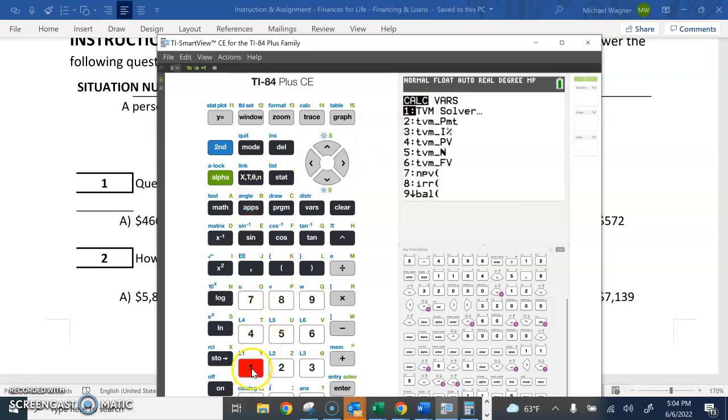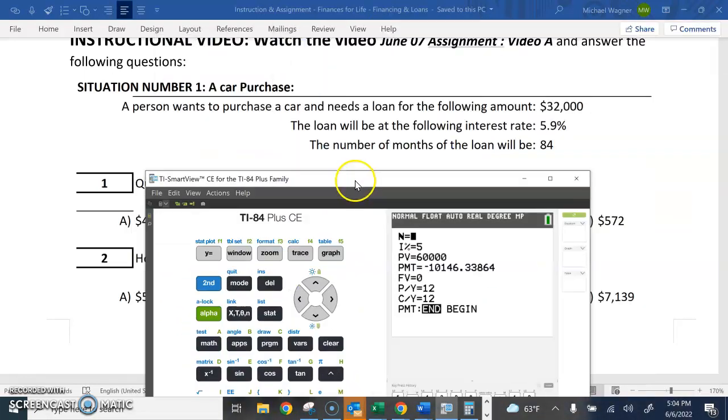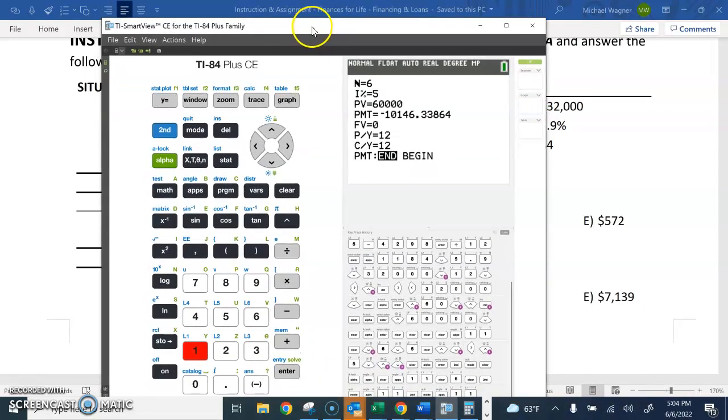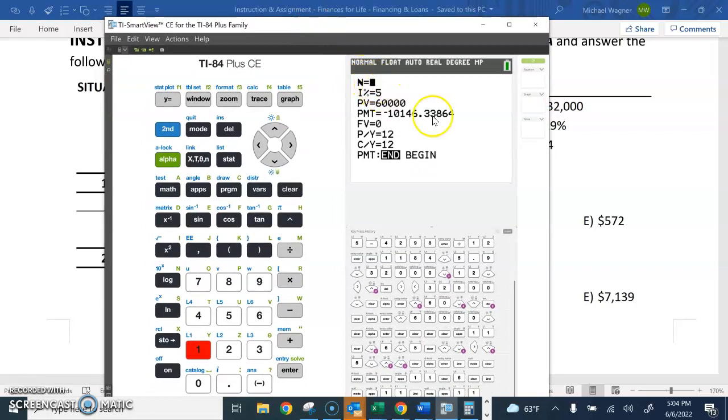So you click one, and then we're going to use a solver. So you click one again. So just basically apps, one, two times, and you come to this screen. Now, if you've ever used it before, there'll be numbers in there. So I've used it, so I can type over these numbers. So what were the numbers that I needed to get? It was for 84 months. So over what's blinking there for the number of months, I'm going to type in 84.